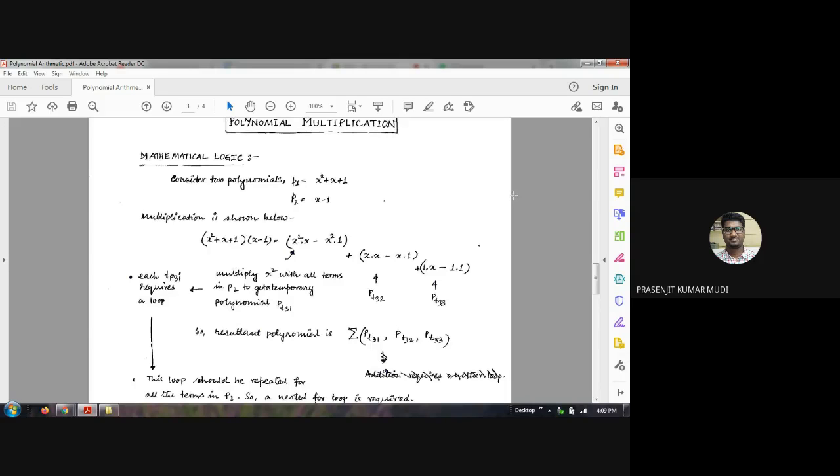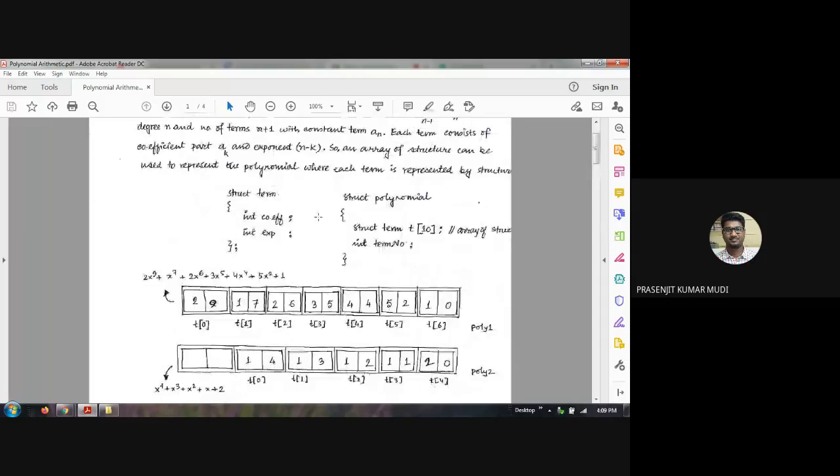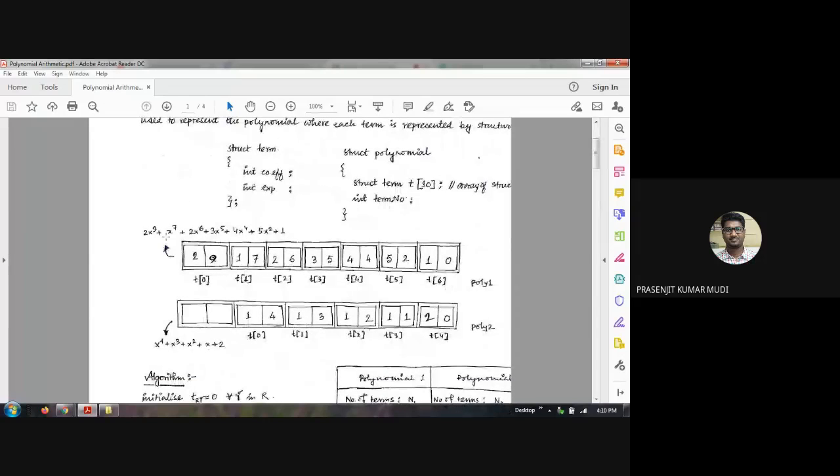Let me briefly recap what addition is. The addition algorithm is very simple to understand. One by one, you compare the terms in polynomial 1 and polynomial 2. Comparing terms means you are comparing the powers of the variable. For example, you start from the first term of a polynomial.